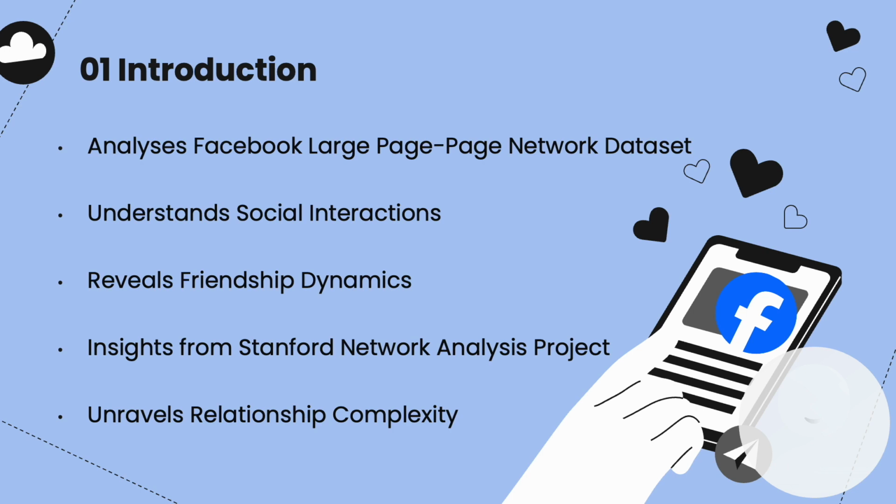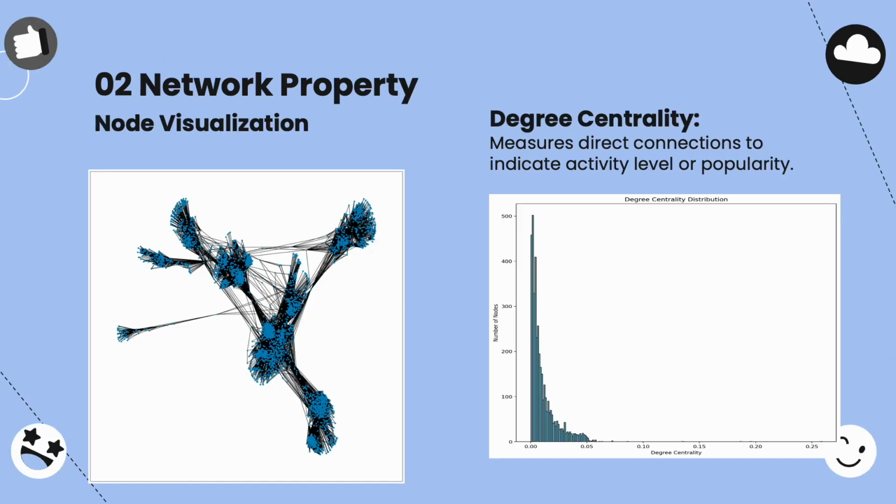The dataset's de-identified nature ensures privacy while allowing us to analyze patterns of connectivity and social behavior within this digital ecosystem. In analyzing the network, we focus on several key metrics that offer insights into its structure and dynamics.